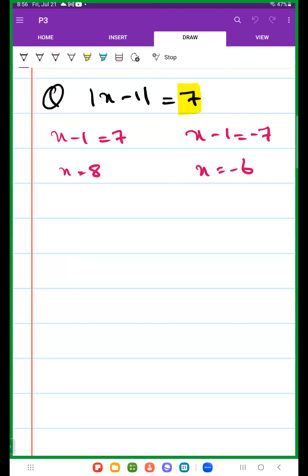So x is 3 and minus 3. Can you check? I sent you the answer as well. Okay. All right.